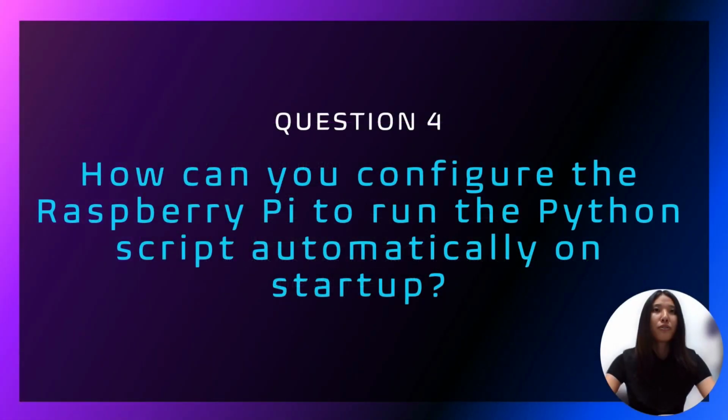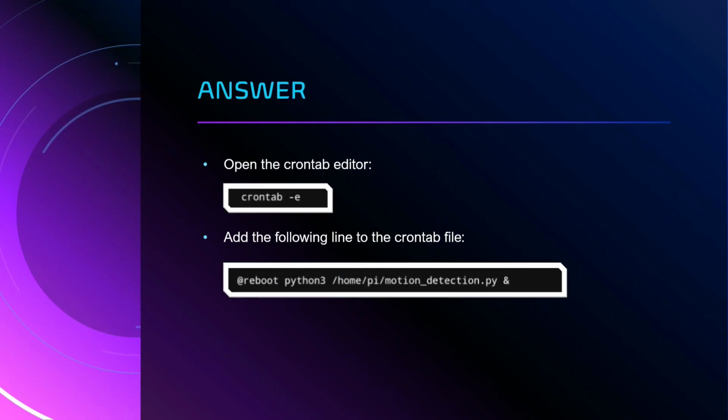Question 4. How can you configure the Raspberry Pi to run the Python script automatically on startup? To answer question 4, we need to open the crontab editor and add the following line to the file, because this ensures the script runs every time the Raspberry Pi boots.